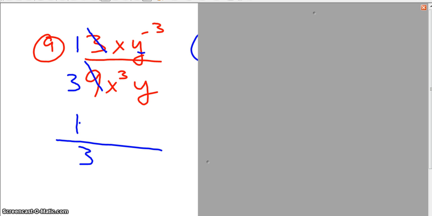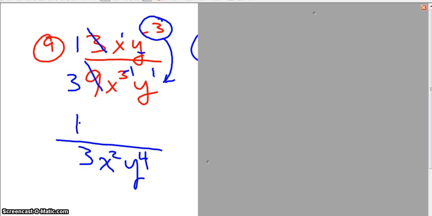And then we have x to the first in the numerator and 3 x's in the denominator. So we would subtract that 1 from the numerator and end up with 2 x's in the denominator, x squared, right? And then our y term, we have here negative 3 exponents, so I'm going to bring y to the third down. I have a y to the first down there, so how many y's do I have in my denominator? 4. And so here we have nothing else in the numerator, so 1 over 3x squared y to the 4th.